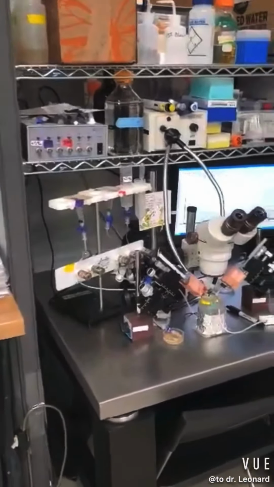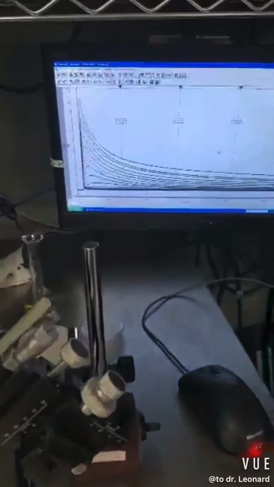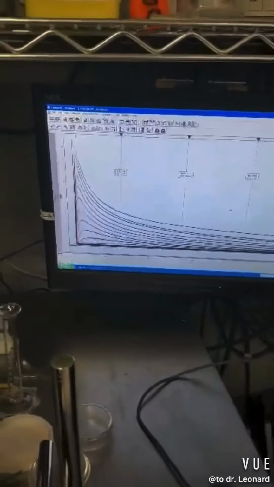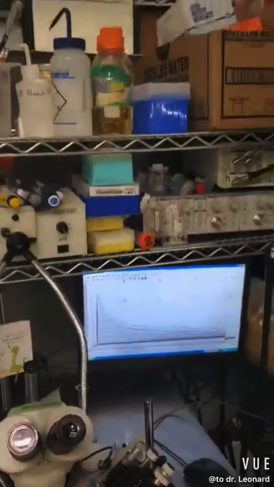I rent additional space right here, which is about 4 feet, where I conduct my electrophysiology experiments. What I do is I record small currents going through ion channel proteins which are found in nerve cell membranes.